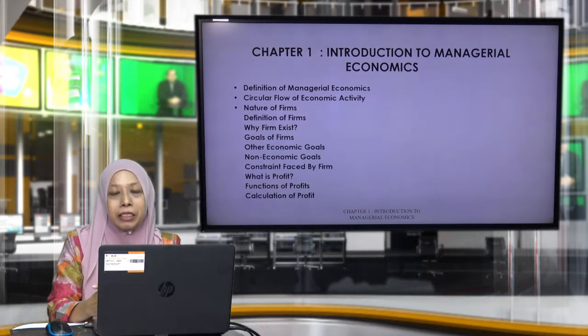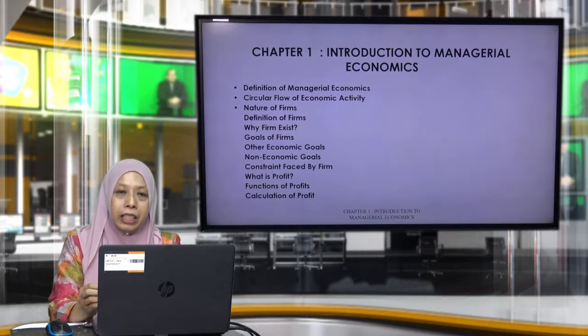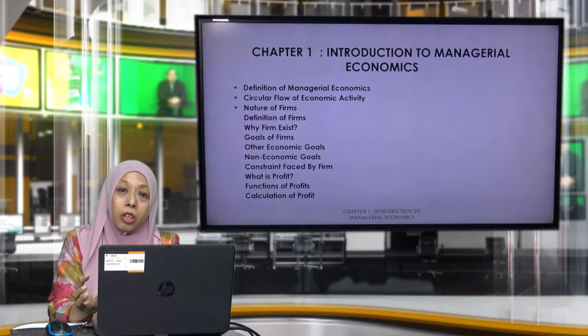This module is divided into 14 lectures, and in today's lecture we're going to look at some of the definitions of managerial economics, and then we're going to focus more on the firm because this is the central focus of this course. And the second part of this lecture, we're going to look at the basic training chapter. The basic training chapter will introduce you to some basic mathematical concepts necessary for this course.